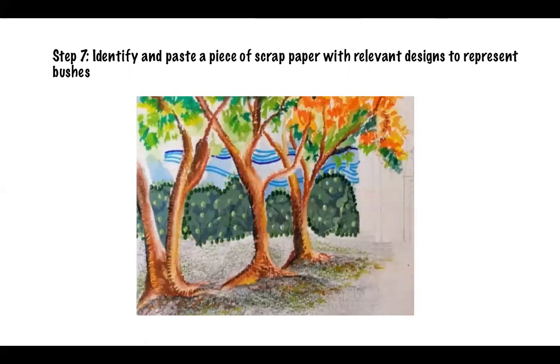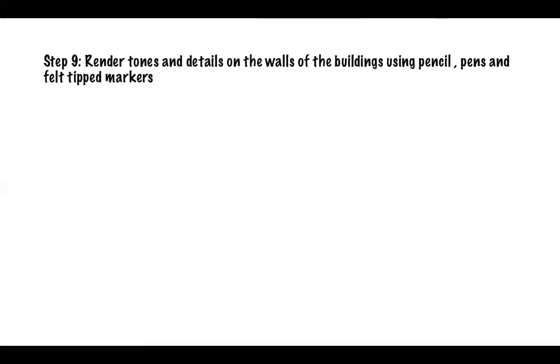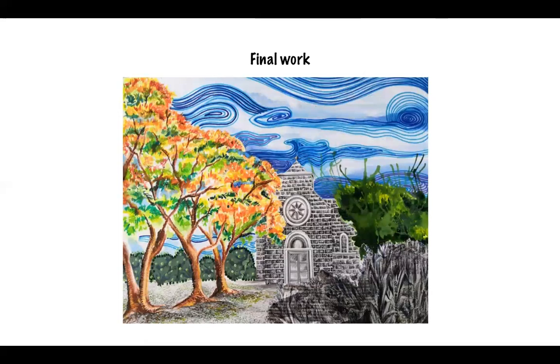Step 7. Identify and paste a piece of scrap paper with relevant designs to represent bushes. Step 8. Cut a piece of newspaper in the shape of the bush and paste it. Apply pen and ink to create textures. Step 9. Render tones and details on the wall of the buildings using pencils, pens, and felt tip markers. And here is your final work.